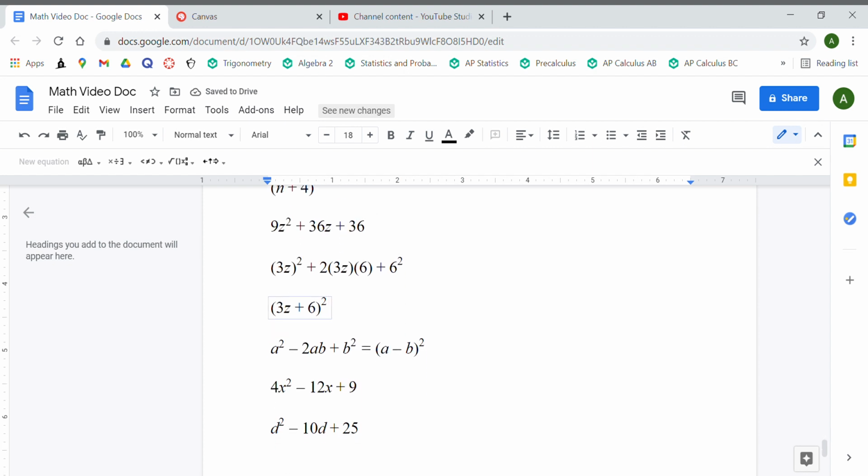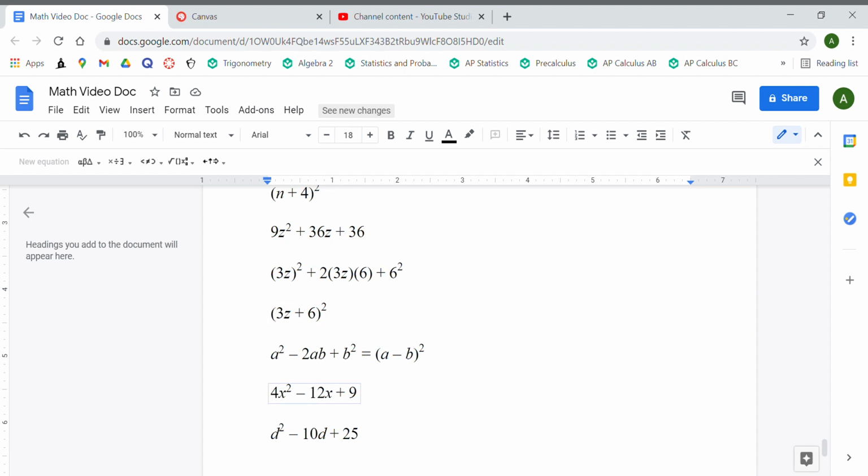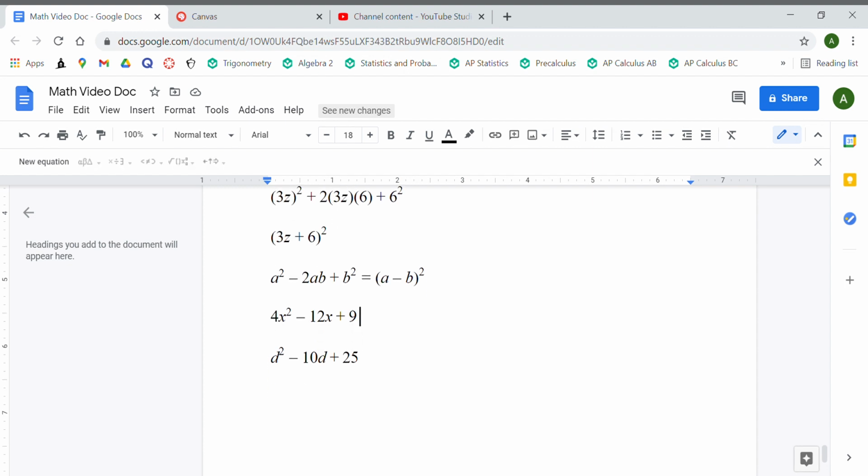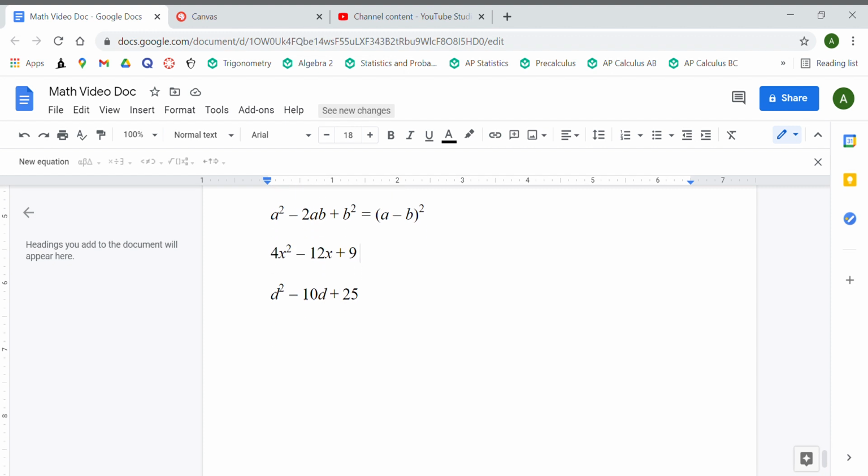Alright, now watch out for trinomials like these. These have negative signs, so it's going to be a minus b squared. Okay, so now let's try it out. 4x squared minus 12x plus 9. Well, we can rewrite this as 2x squared minus 2 times 2x times 3, and 3 squared. And so this factors into 2x minus 3 squared.